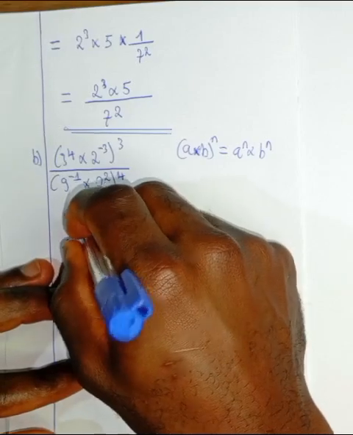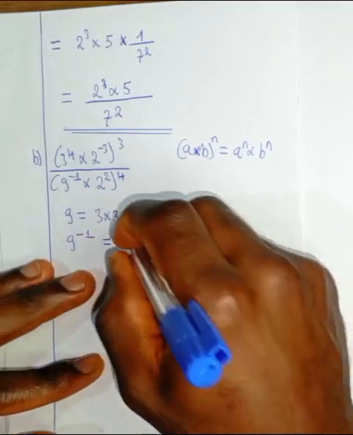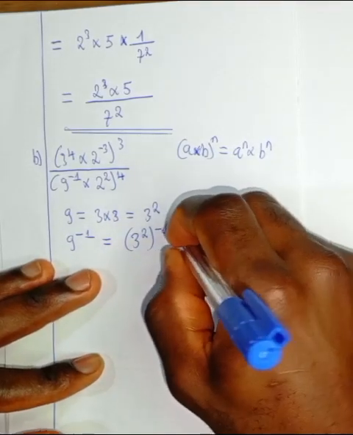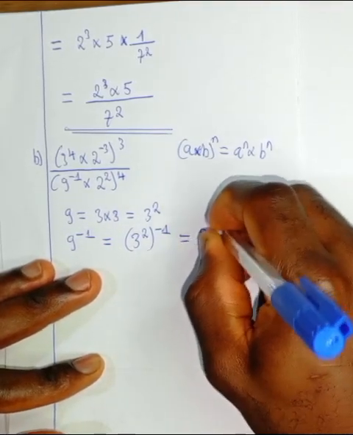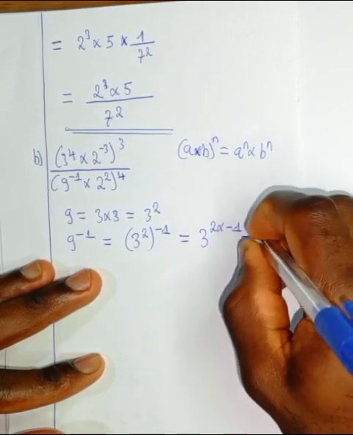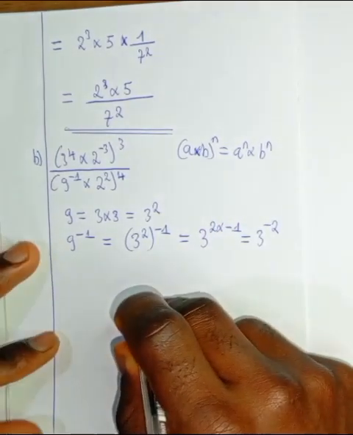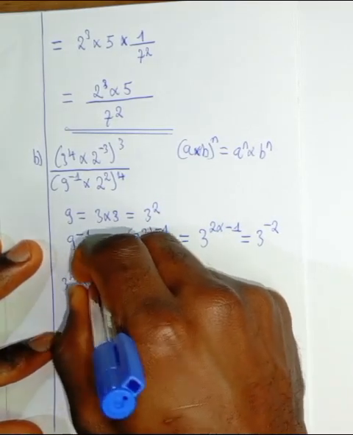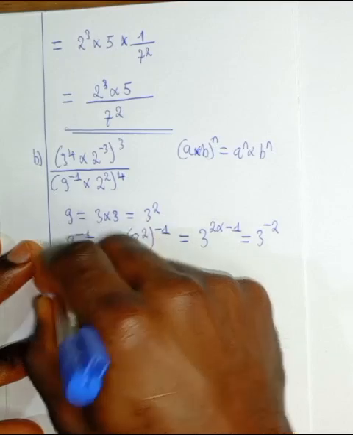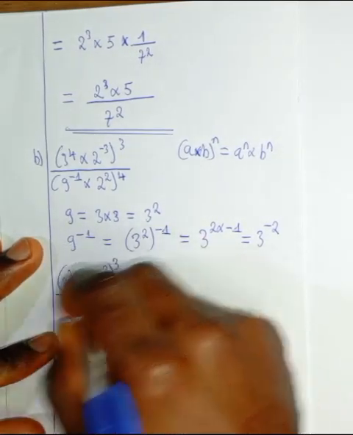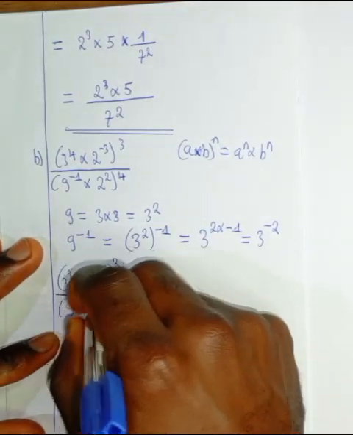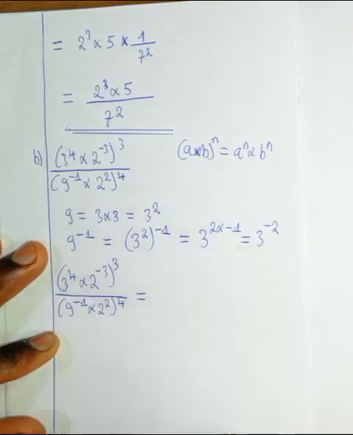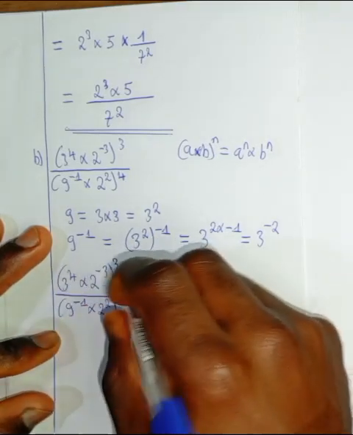9 raised to the power negative 1 is simply equal to 3 squared, all this raised to the power negative 1. And this will be equal to 3 raised to the power 2 times negative 1, which is simply equal to 3 raised to the power negative 2. We are going to insert them here. It simply means 3 raised to the power 4 times 2 raised to the power negative 3, all this cubed, all over 9 raised to the power negative 1 times 2 raised to the power 2, all this raised to the power 4 will simply be equal to, we are going to open up things here.